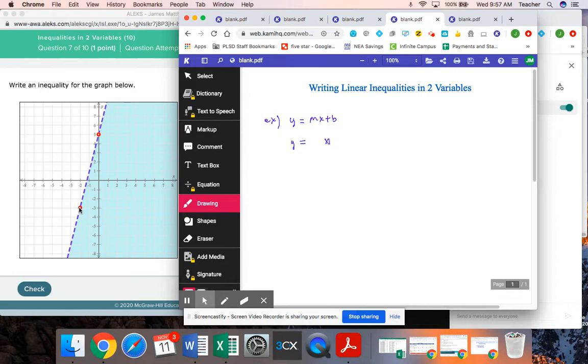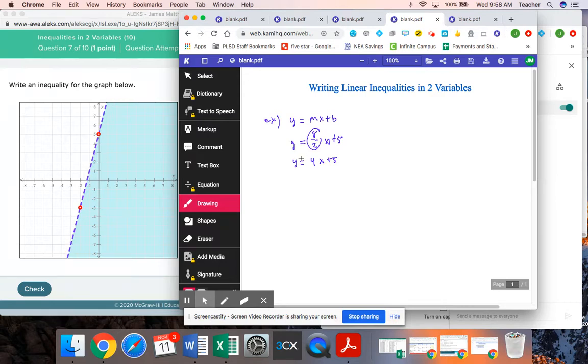I need to find the slope. If I start here and go to this point, I have to go up 8, because you can just count them: 1, 2, 3, 4, 5, 6, 7, 8. And then to the right 2: 1, 2. That gives me my slope. Now my y-intercept is at plus 5. Now I can simplify that, so let me do that. y is going to equal 8 divided by 2, which is 4x plus 5. So far I've established my boundary line.